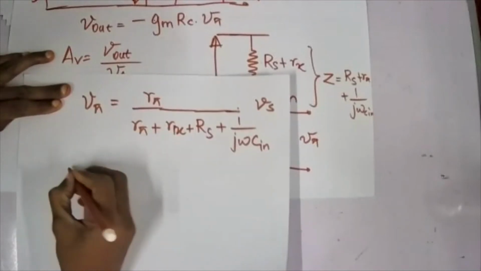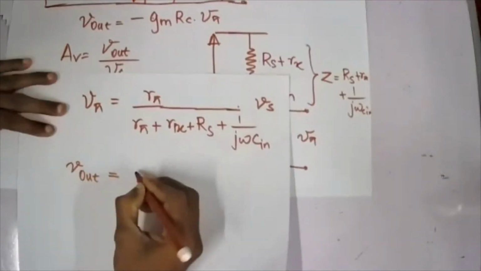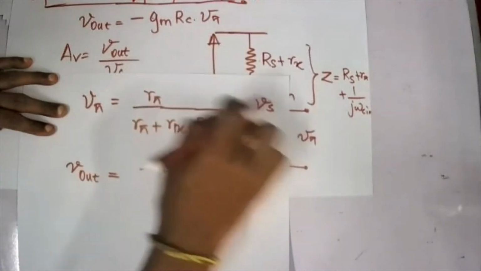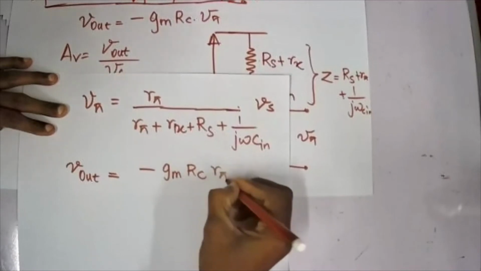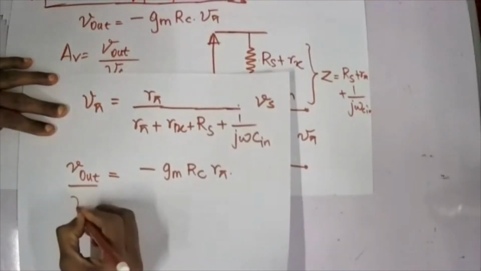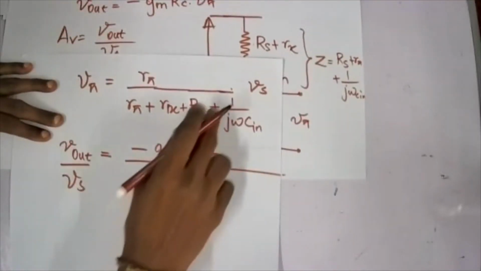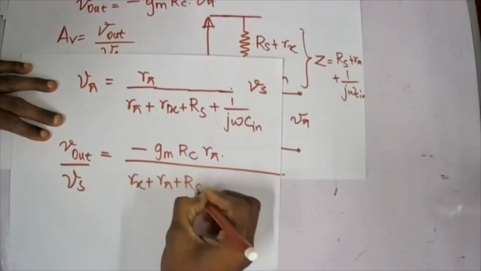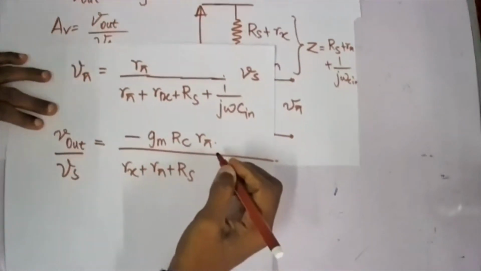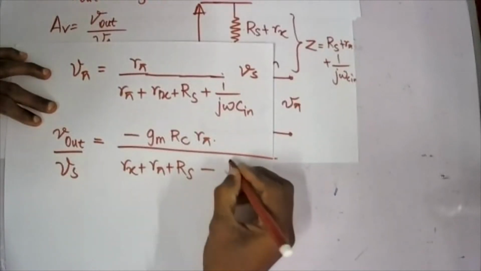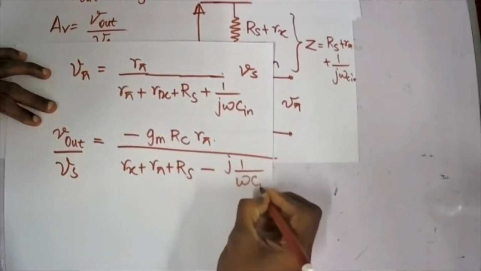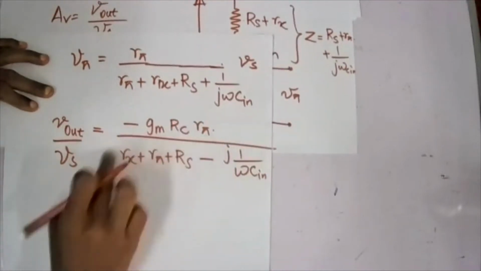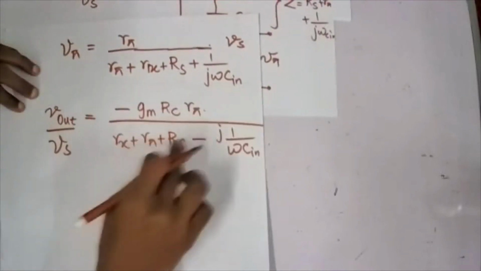So now my V out is equal to minus Gm into Rc into, of course, this R pi will be there. So R pi and Vs, I can bring to the other side directly. Vs equals 1 over the whole term, so this Rx plus R pi plus Rs. So 1 over j becomes minus j, so minus j into 1 over omega C in. Again, to make this one 1, I can divide the whole thing by the equation.